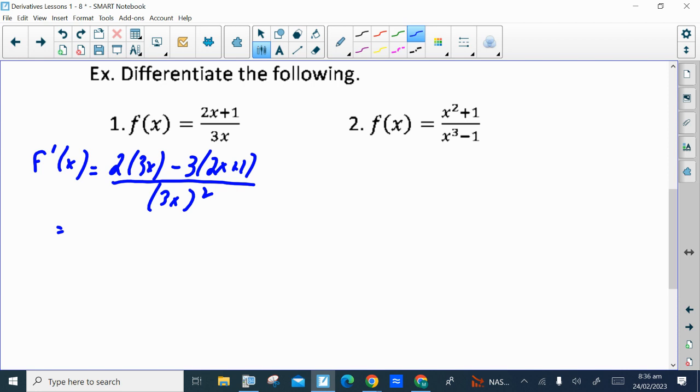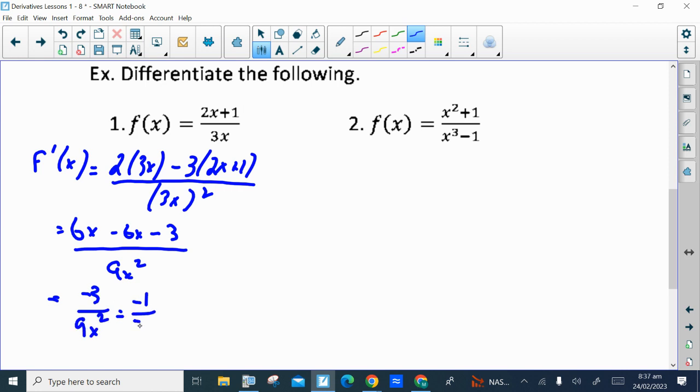And now it's just a matter of simplifying. We'll get 6x minus 6x minus 3 over 3x all squared, which we could write as 9x squared. The 6x's cancel, and you'll get negative 3 over 9x squared, or negative 1 over 3x squared. And so there's the derivative.